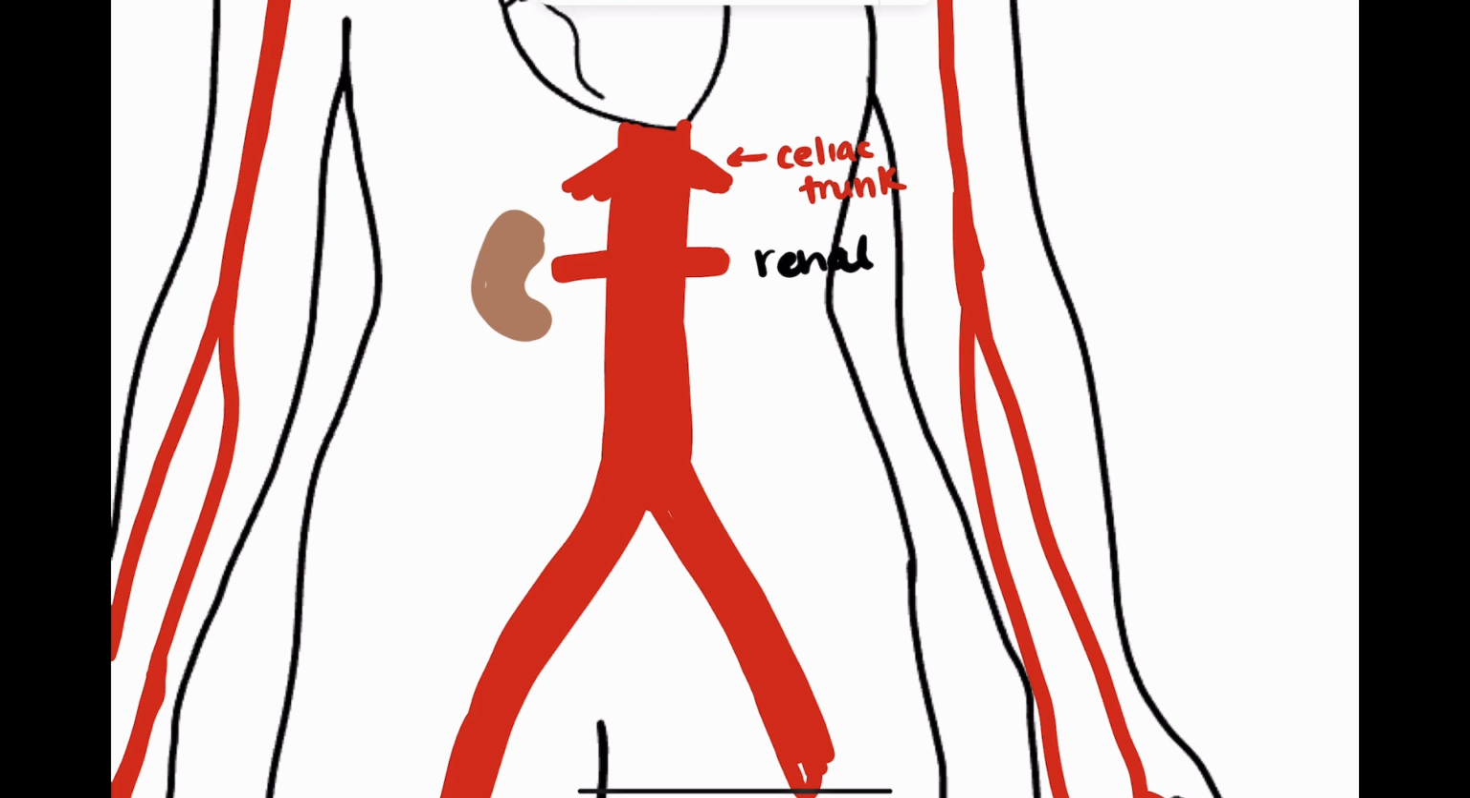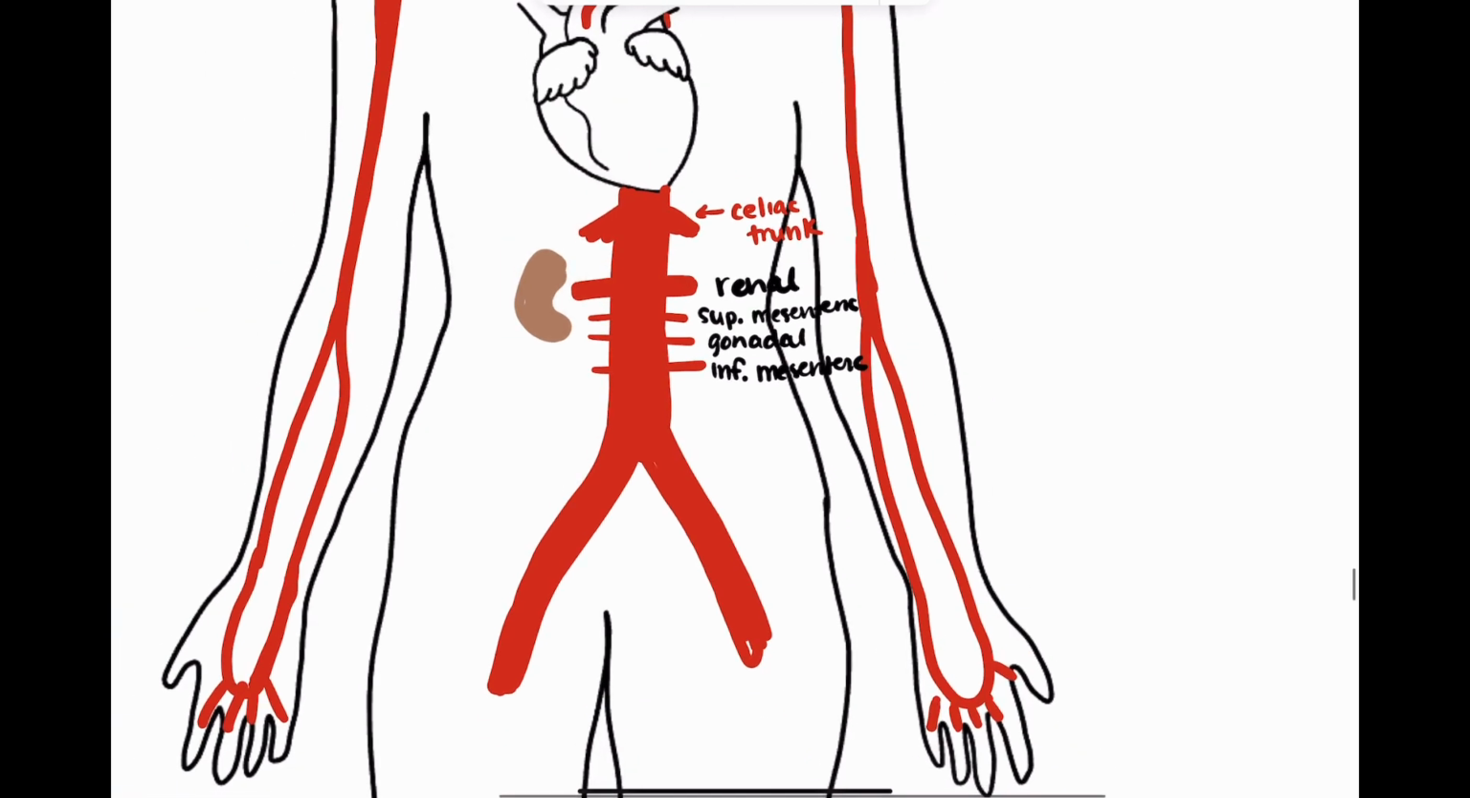Below our renal artery is going to be our superior mesenteric artery. Below that is our gonadal artery. And below that is our inferior mesenteric. So it goes superior, gonadal, inferior. So our mesenterics sandwich the gonadal artery. So those are the main ones within the descending aorta that you need to know.